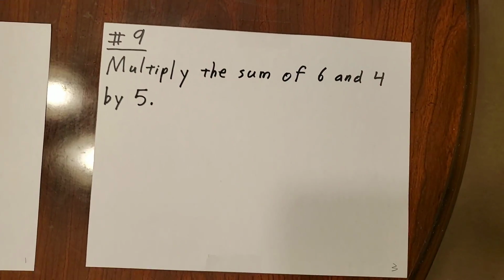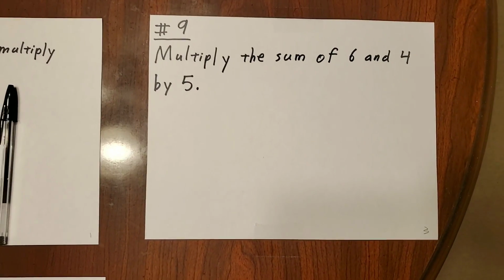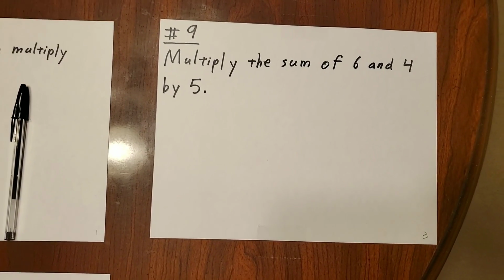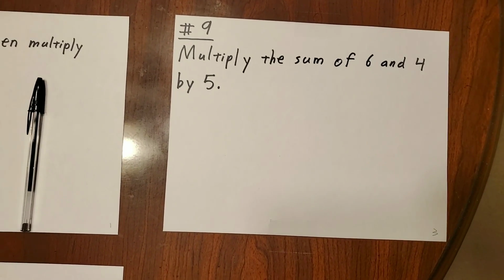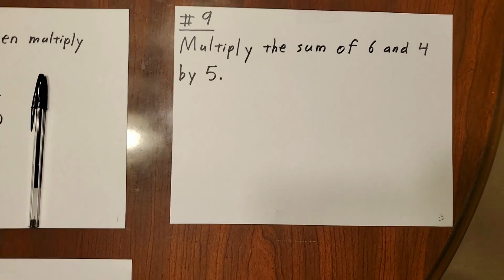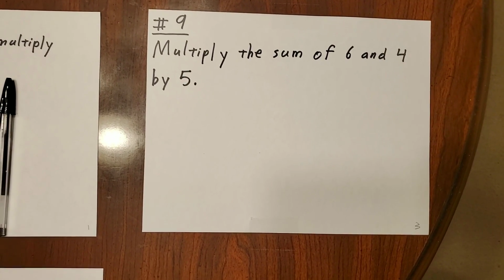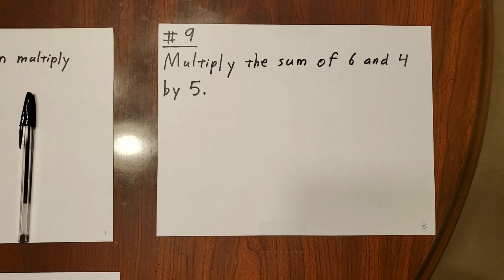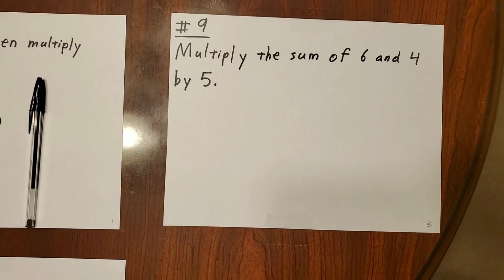So, this says multiply the sum of 6 and 4 by 5. Little different from the other ones, right? Because it's saying multiply the sum of 6 and 4 by 5. So here's what we're going to do.